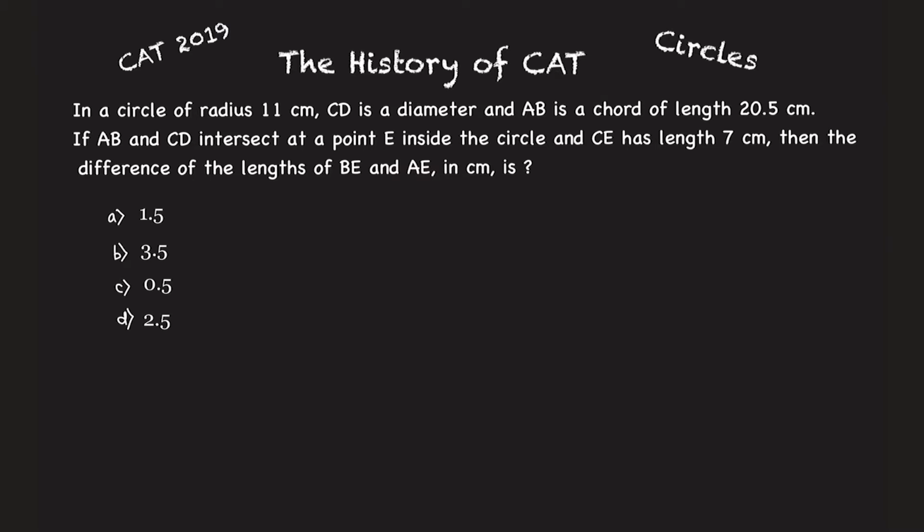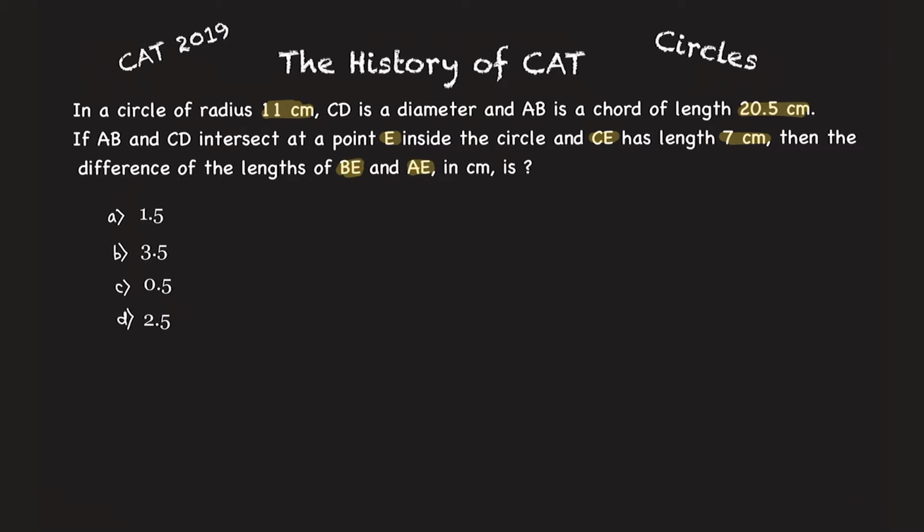In a circle of radius 11 centimeters, CD is a diameter, which means it will be 22, and AB is a chord of length 20.5. AB and CD intersect at point E inside the circle. CE is given as 7 centimeters. Then the difference of the length of BE and AE is? Okay, so that is my question.